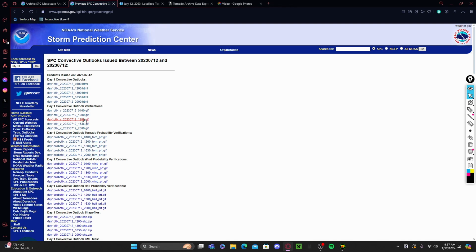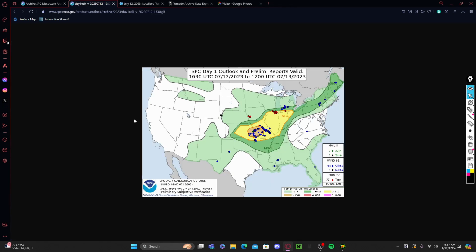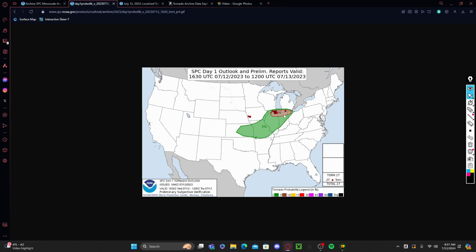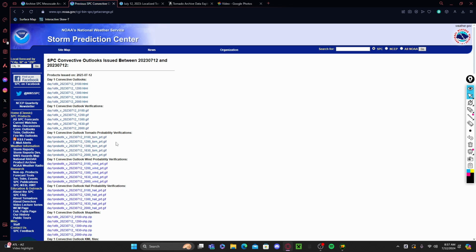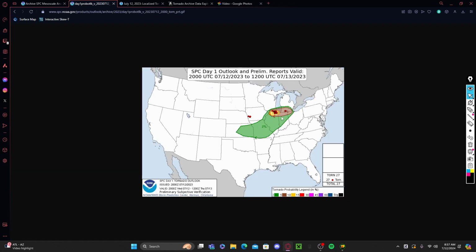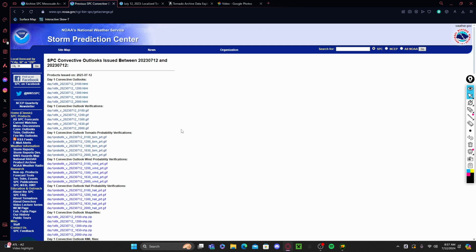Here's our 13Z outlook, 1630, and then at 1630 they added a little 5% tornado region. At 20Z, which is 3 o'clock, they added this enhanced region, a 10% hatched risk for tornadoes. So they were seeing possible significant tornadoes occurring.